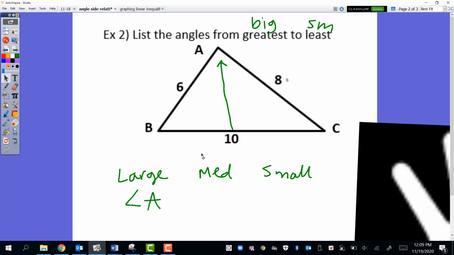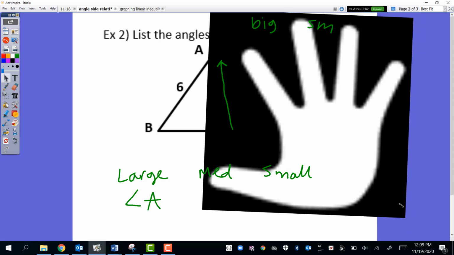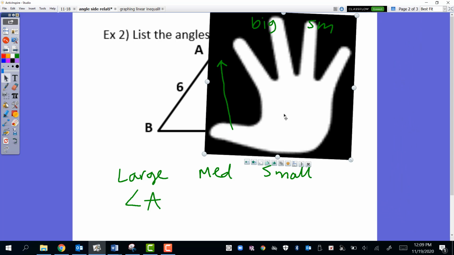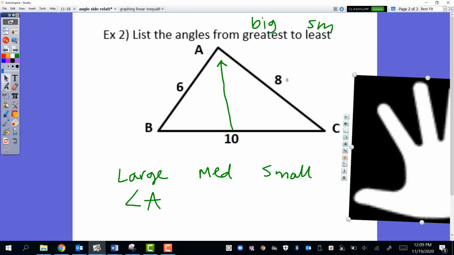Okay, my medium side was 8. So I'm going to use this giant hand, and I'm going to cover up the side that has an 8 on it, which is covering up the A and the C. So across from that is angle B. Across from A, I can see is B. So I'm going to put angle B.